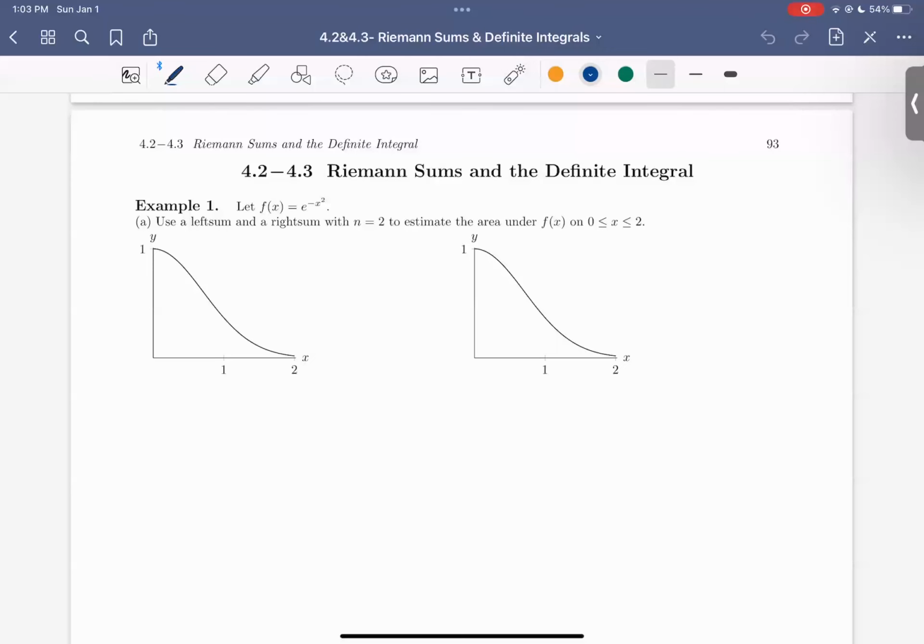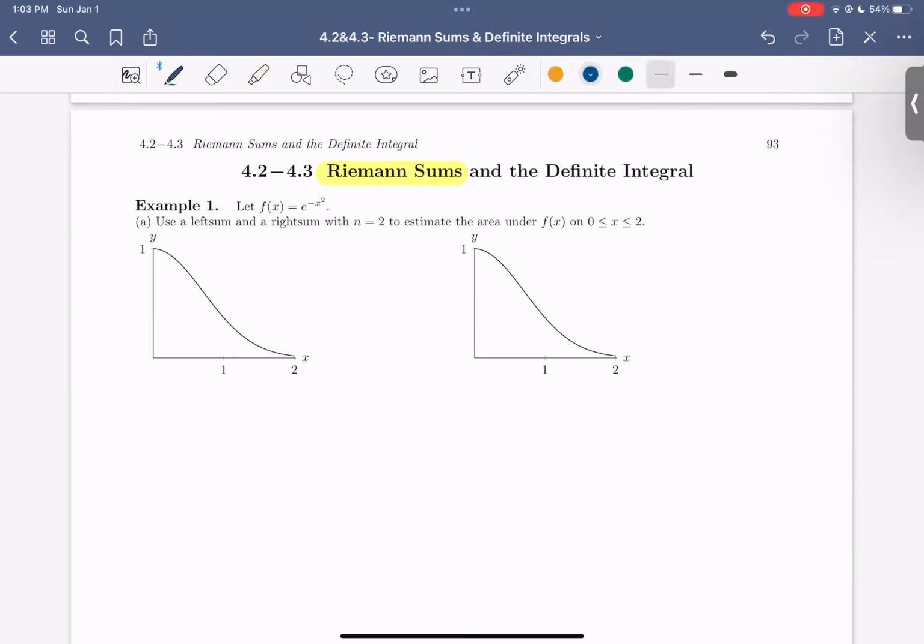Hello, everyone. In this video, we're going to look at part A of example 1 in sections 4.2 and 4.3 on the Riemann sums and the definite integral. In this section, we're going to learn about the strategy for computing area under the curve of a graph, known as computing a Riemann sum. So let's get started with this example.